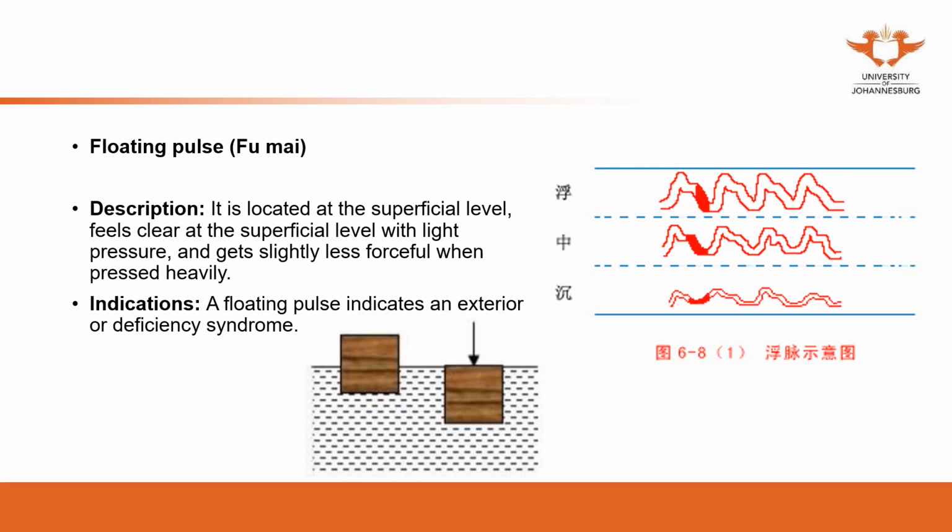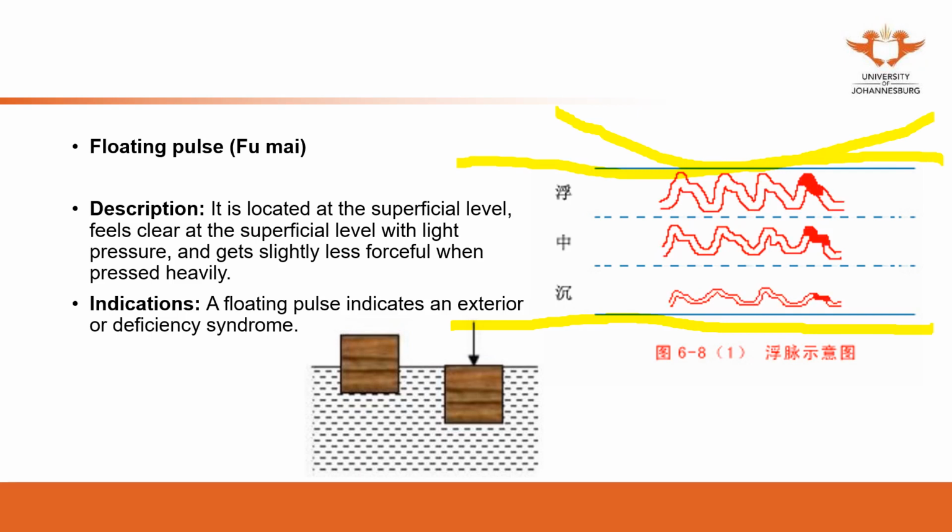So which means when you feel this kind of pulse, you put your fingers on top of the cun area. Just imagine here is the patient's arm, and when you put a very light pressure, you can feel the pulse. And then as you press more, you feel less. So that's why it gets slightly less forceful when pressed heavily. That's the characteristic of the floating pulse.